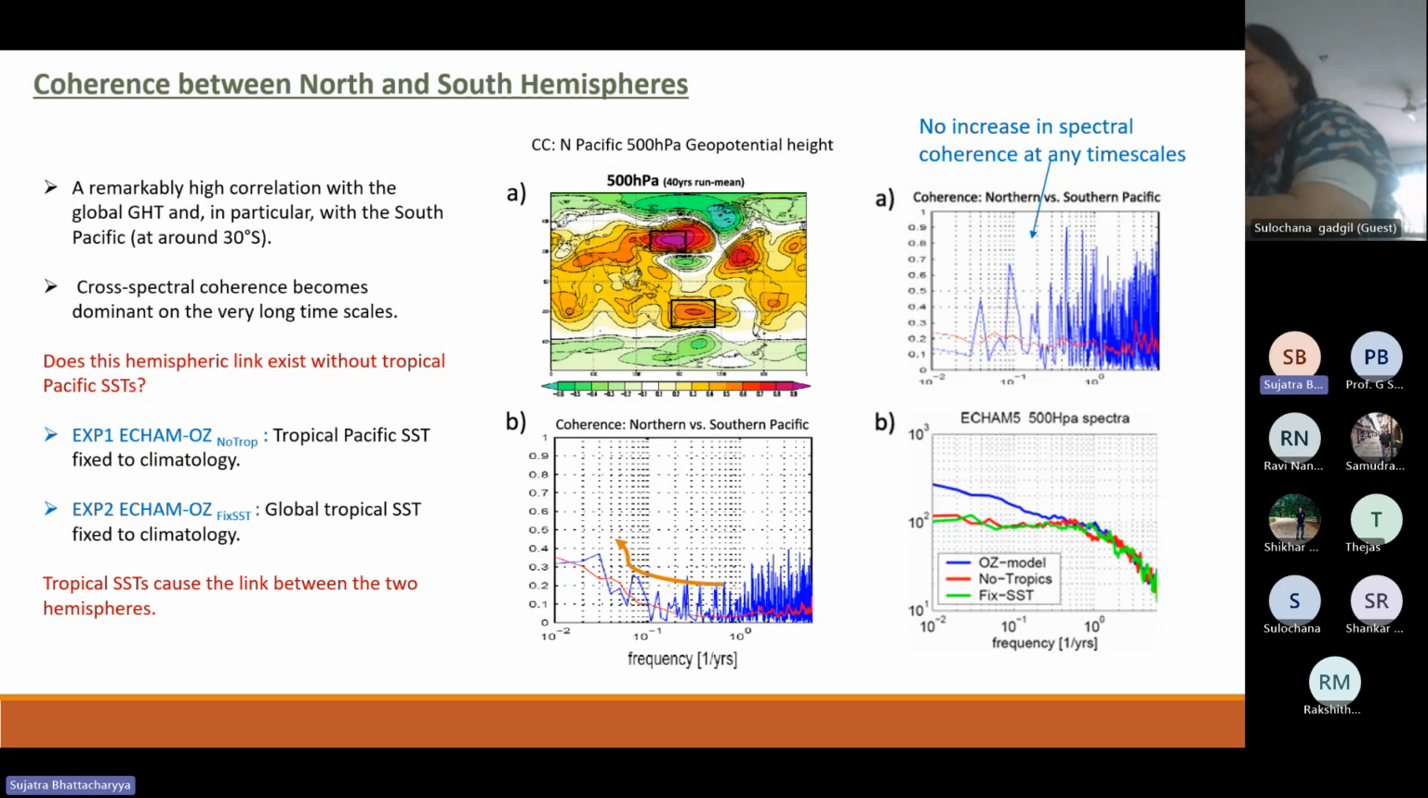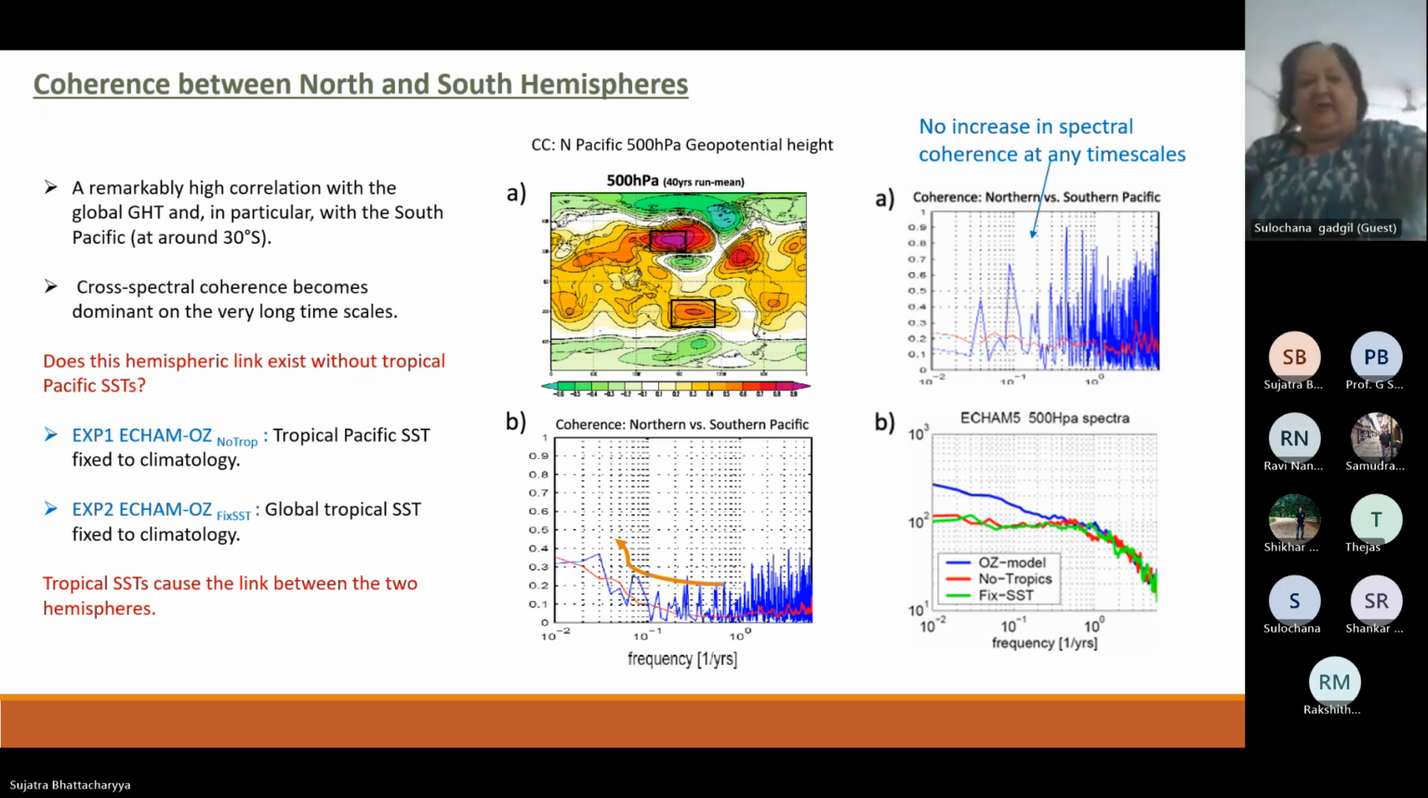So they did two types of experiments. In the first experiment, first is the control run where we have the control setup. The second case, what they did is that they fixed the tropical Pacific SST to climatology. They did not allow the SST to vary in the tropical Pacific. And in the third case, they fixed the entire tropical SST to climatology. And then they ran the model for, I think, around 400 years. And then they made the same plot that we have seen here.